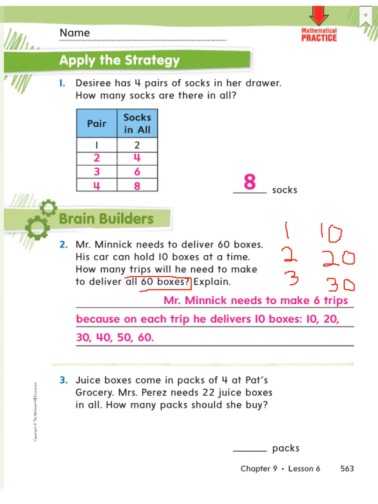Now look at number 3 at the bottom. This is also a brain builder. Juice boxes come in packs of 4 at Pat's Grocery. Mrs. Perez needs 22 juice boxes in all. How many packs should she buy? Pause it and let's see if you can figure this out.